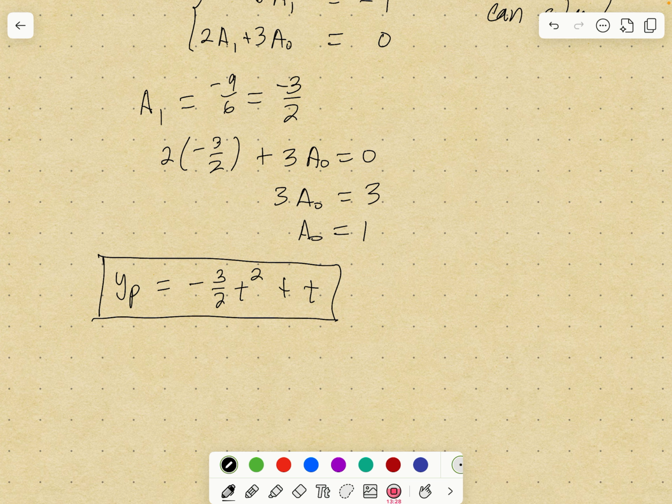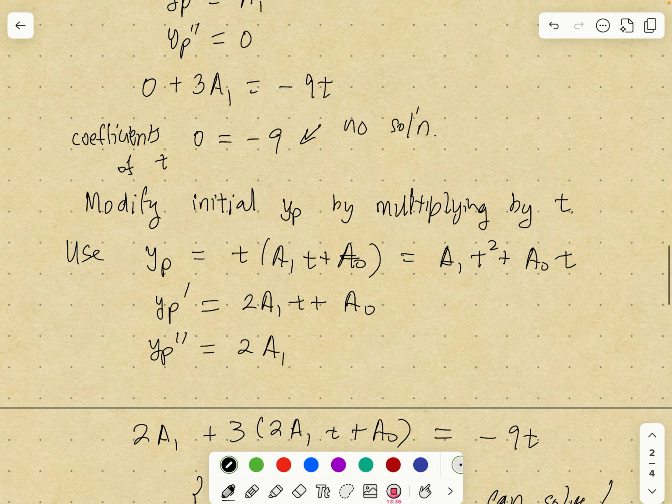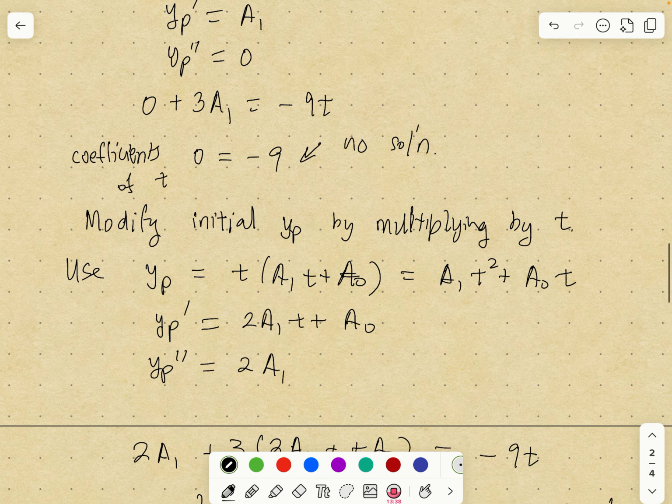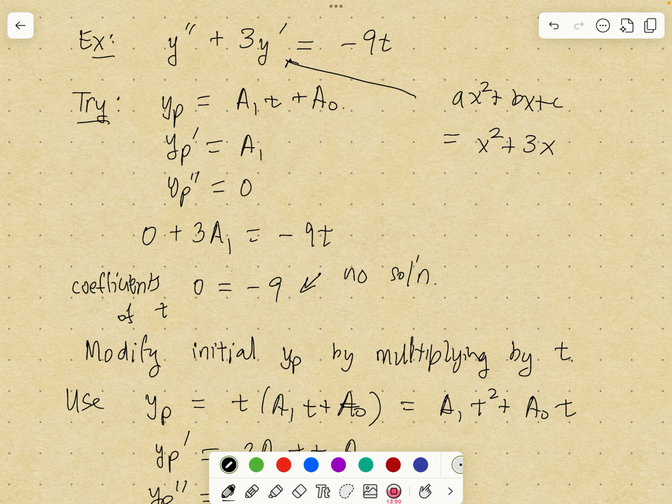So you may have to multiply your initial yp by t if 0 is a root, if it's a single root. So here our polynomial, our ax squared plus bx plus c, this was x squared plus 3x, right? And this factors like this, and x equals 0 is a single root.